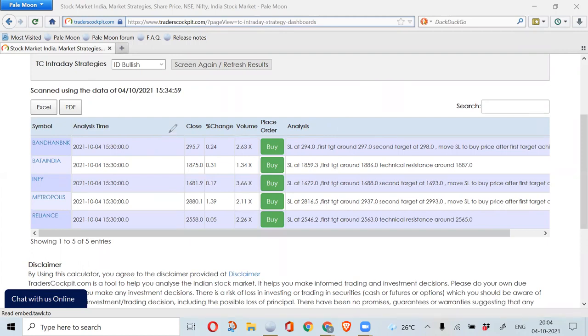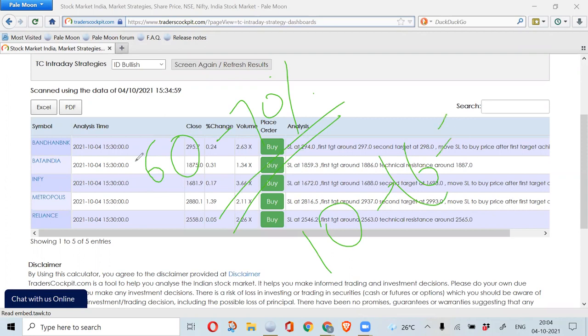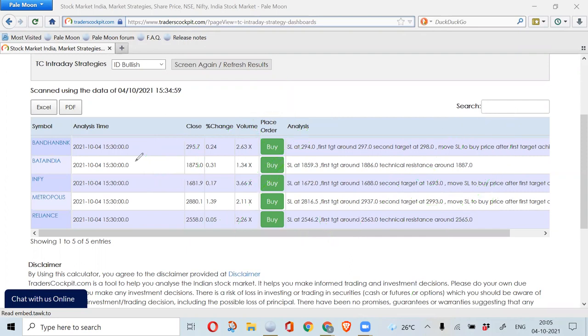And the success ratio for this ready-made dashboard analysis will be a minimum of 60 to 70%. That means out of every 10 trades you take, a minimum of 6 to 7 trades will be hitting your target. So that is the success ratio of this ready-made intraday trading dashboard. Similarly, we can go to intraday bearish and look out for the results.